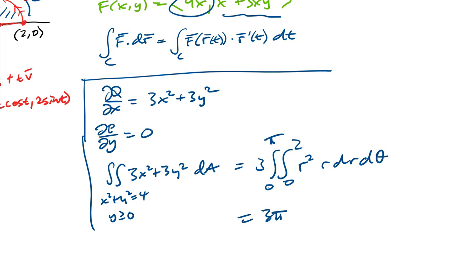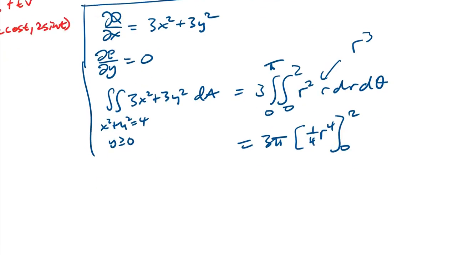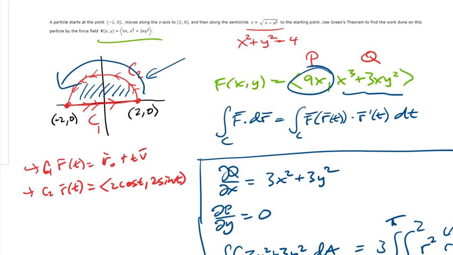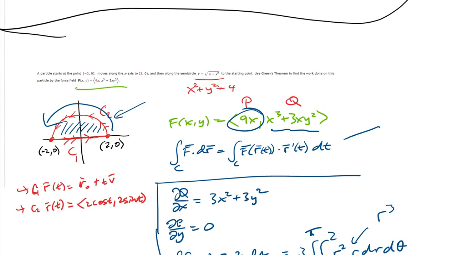It's going to be 3 pi, and then we're going to do r. This is r cubed, so it's going to be 1 over 4 r to the 4th from 0 to 2. So now this is 3 pi times 16 over 4, which is just 4, so we get 12 pi, like that. And that happens to be the answer. So much easier than doing this twice with two parameterizations.